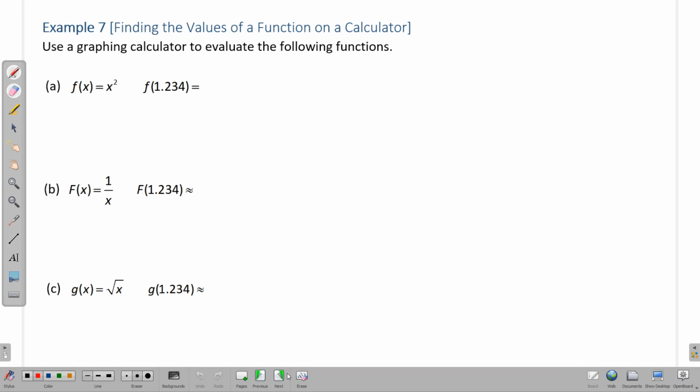All right, let's move on. Okay, so the next one says use a graphing calculator to evaluate these functions. So there are several ways we can do this on the calculator, but essentially all we're doing is taking this relatively messy decimal and just plugging it in. In other words, the first one is really going to be just 1.234 squared. I don't want to do that by hand, so I'm going to make the calculator do that. So give me a second, I'll pull the calculator up.